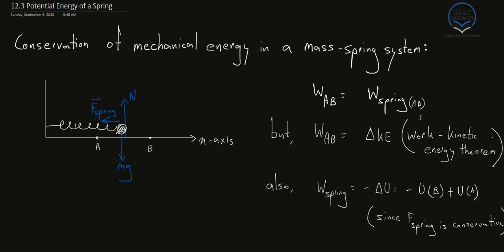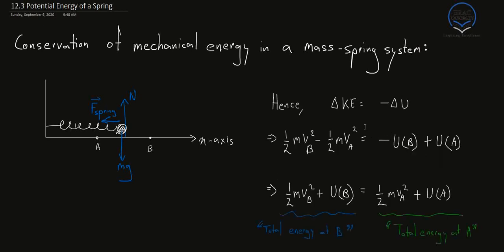But we also had that the work done due to the spring, being the work done due to a conservative force, can be written as the negative change in potential, which is minus Ub plus Ua, because this force due to the spring is conservative. So let's add this all up.